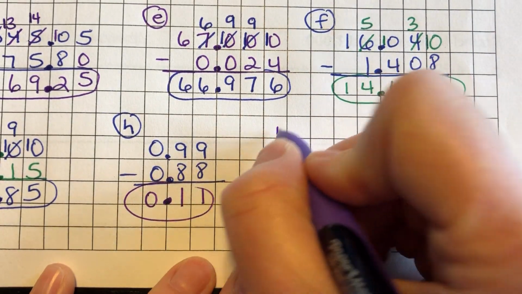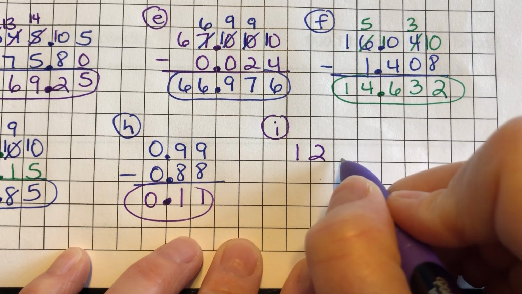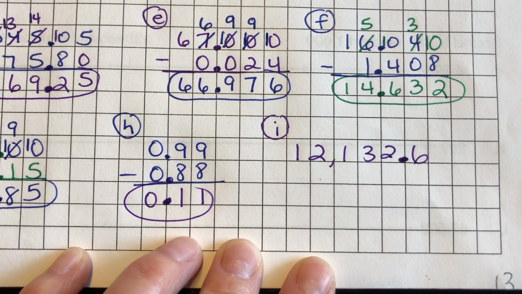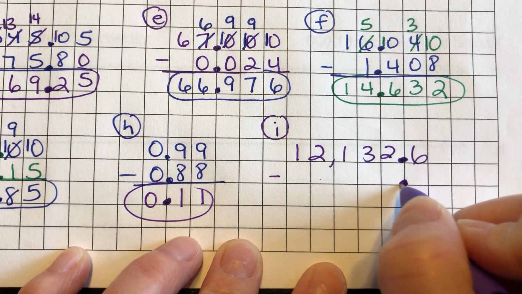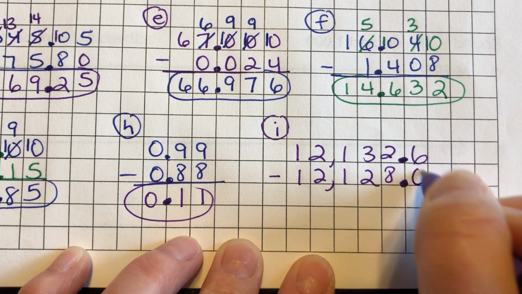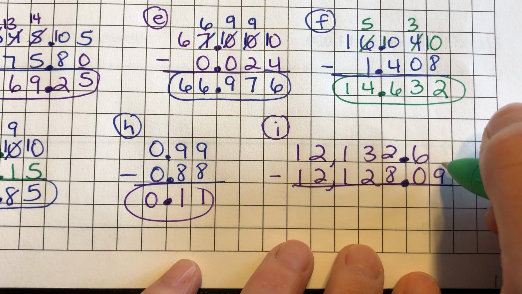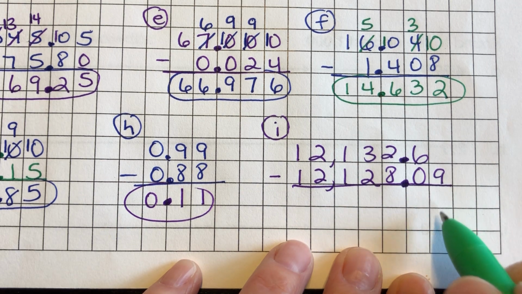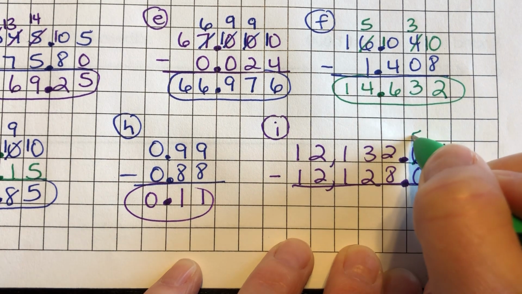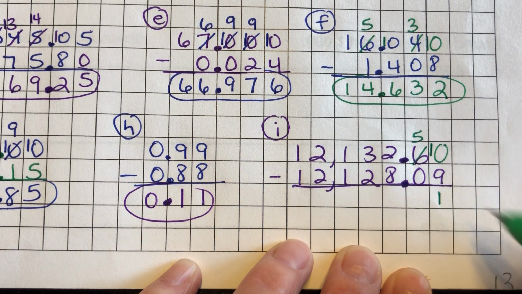Last one, and again, if you haven't tried one on your own yet, now's a good chance. Save the best for last. 12,132.6, the decimal point goes right on the line, minus, I want my decimal point in the same spot, 12,128.09. And now that we're all lined up, we're ready to go, I'm gonna put a 0 above this 9. I can't just write 9 here. This is saying 0 minus 9, which we can't do. So we have to borrow from this 6, it's 5. The 0 is now 10. 10 minus 9 is 1.